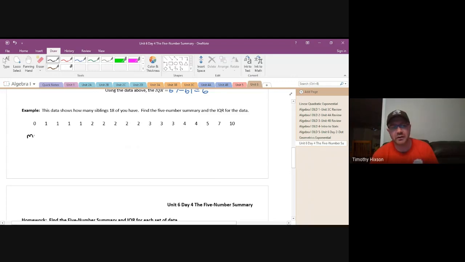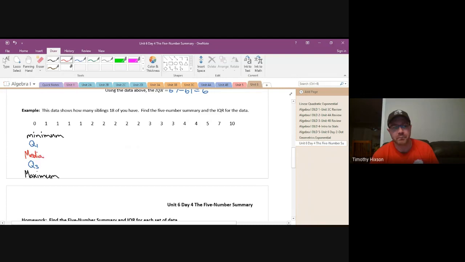So when I'm told to find a 5-number summary, the first thing I'm going to do is go ahead and list the things that I need. I need the minimum. I need the maximum. I need the first quartile, Q1. I need the third quartile, Q3. And then I also need the median.